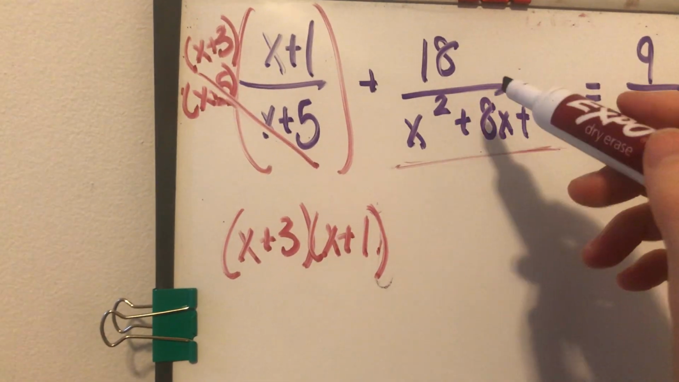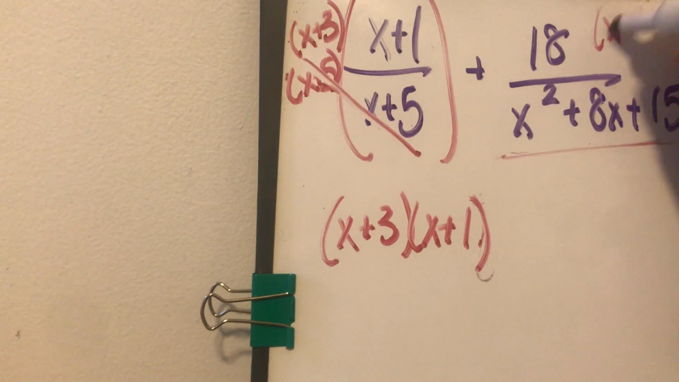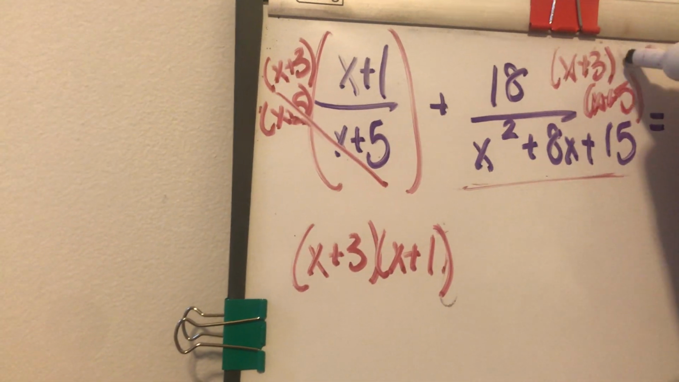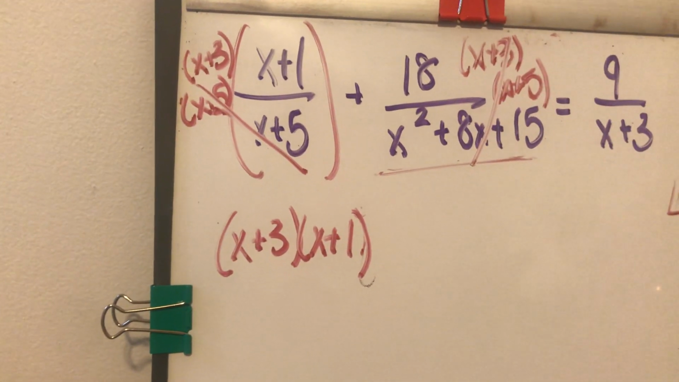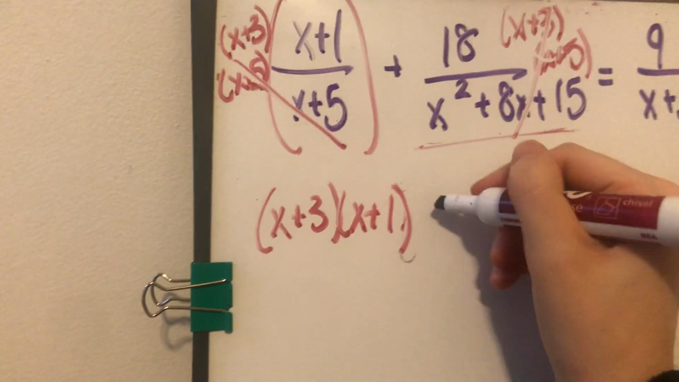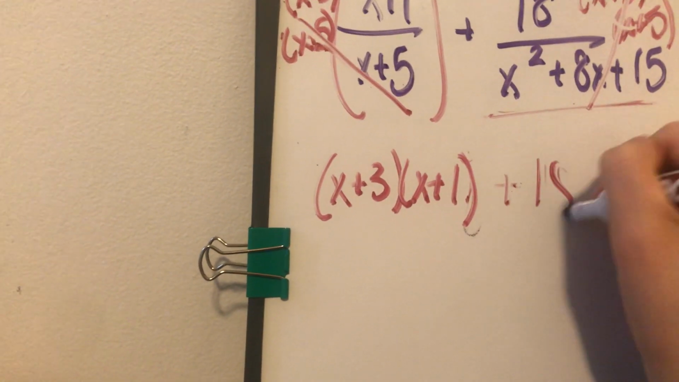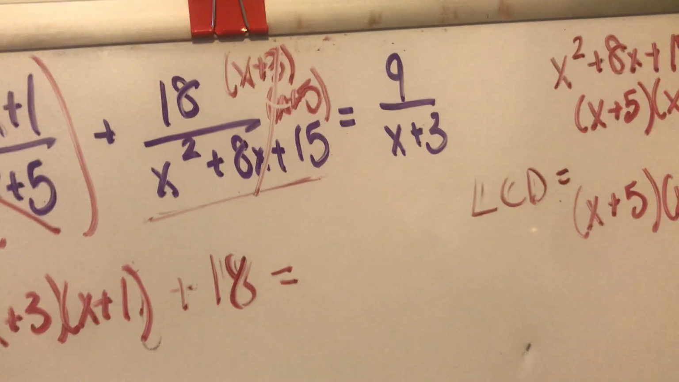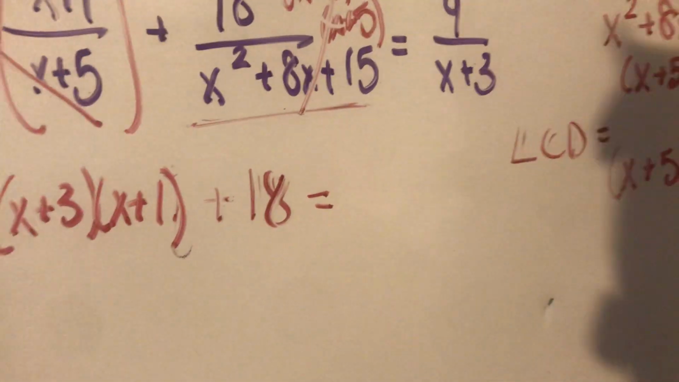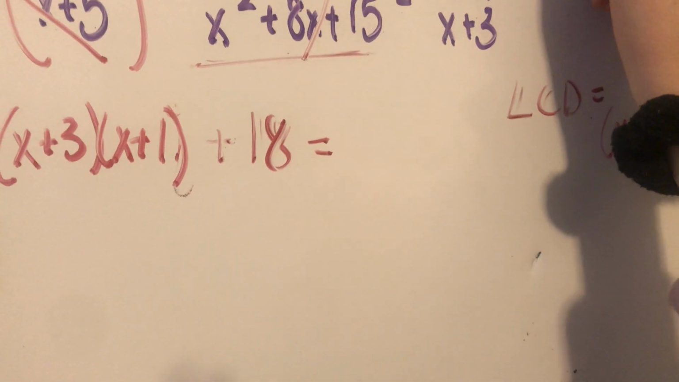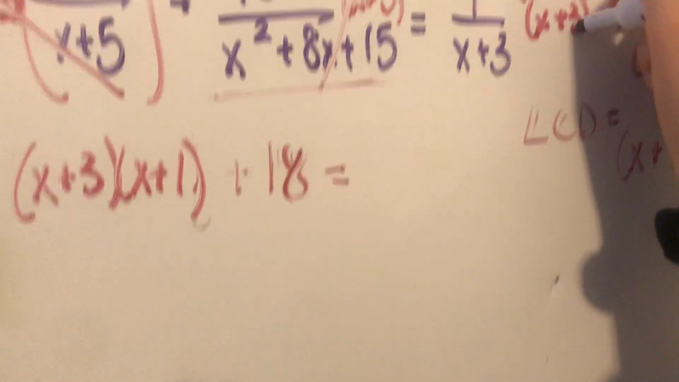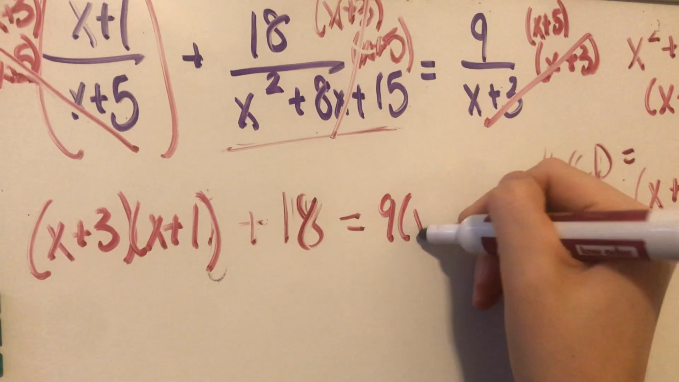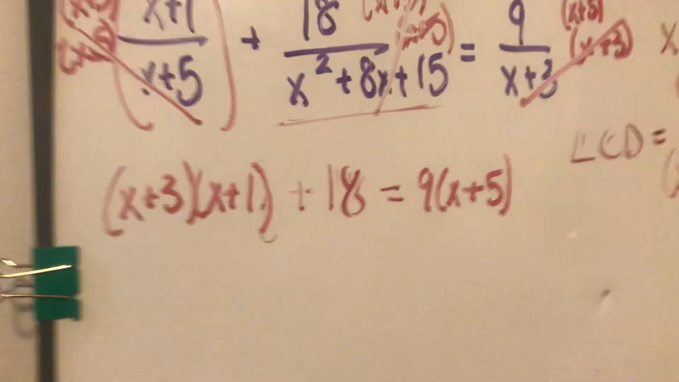Here, this 18. Well, when I go to multiply this x plus 3, x plus 5, that's exactly what that denominator is equal to. That's how we got this whole thing. So that's really just going to leave me with a plus 18 equals. And then I have that 9 divided by x plus 3. Well, what's missing from here is your x plus 5, because those are going to cancel out. So you're going to be left with 9 times x plus 5.